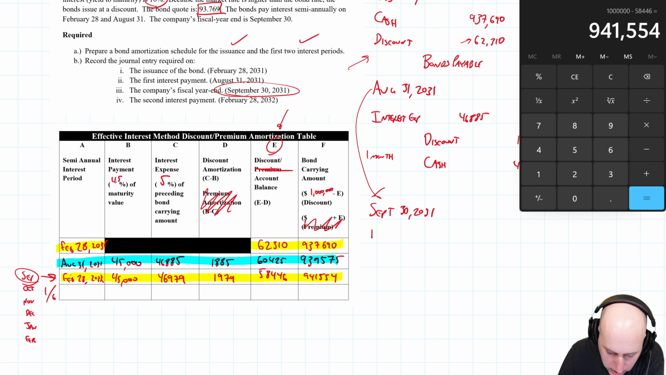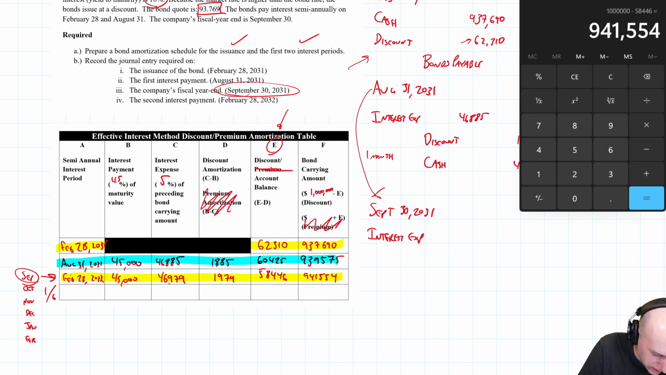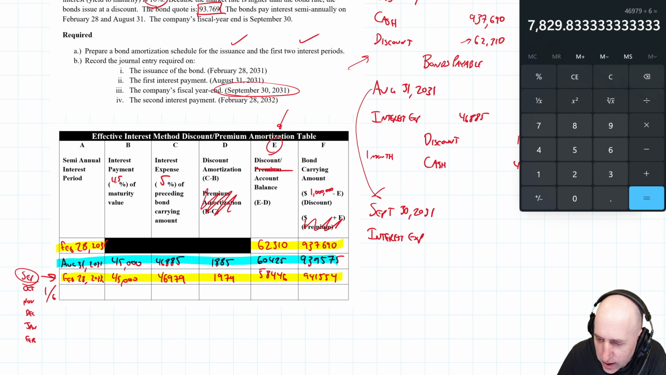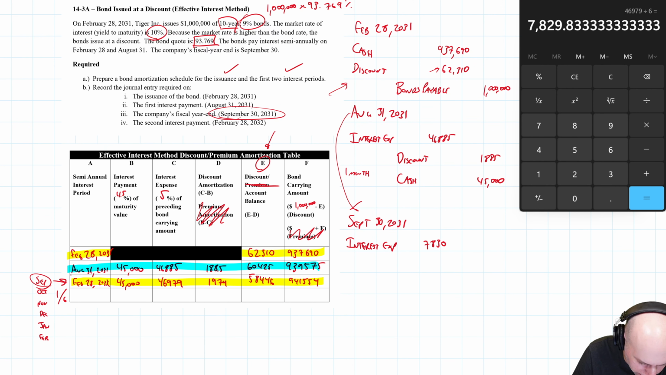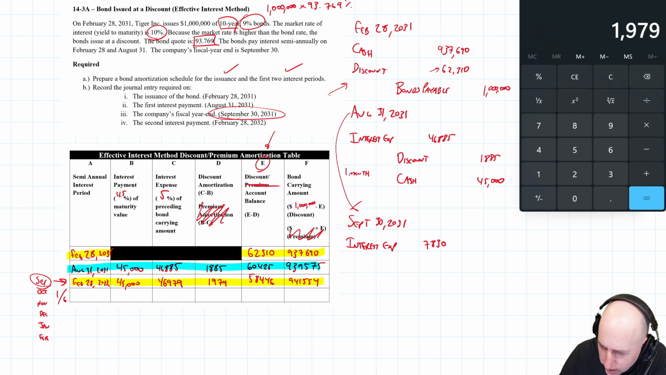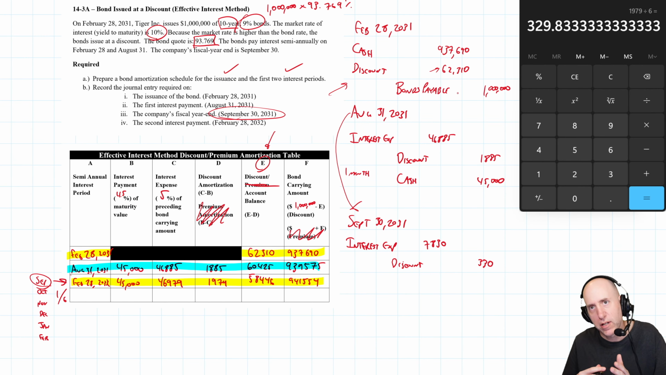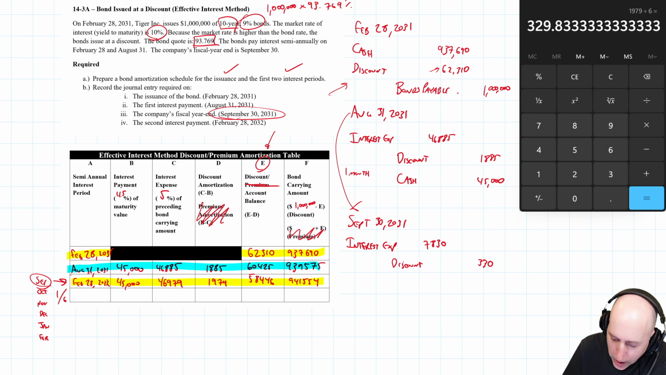So let's deal with it. Our interest expense is the interest expense here, 46,979, but 1/6 of it, 46,979 times 1 divided by 6, 7,830. So our interest expense, 7,830. Our discount amortization, 1,979, again times 1/6, 330. So I'm going to credit discount 330. And remember, a discount started as a debit. We're amortizing, so we're making it smaller, so we're crediting it each time.